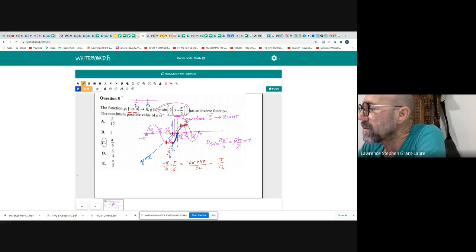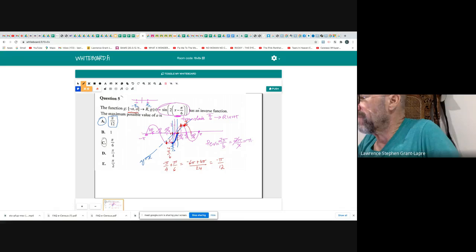So a equals pi over 12, because negative pi over 12 to positive pi over 12 will be possible to have an inverse function. Remember, you cannot have a turning point, and that results in having an inverse function. The inverse function must be part of the graph that has no turning points.